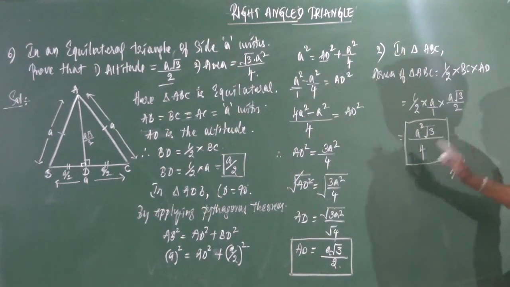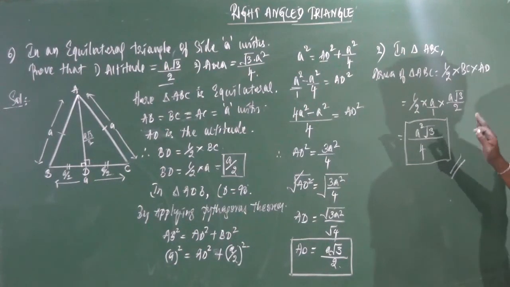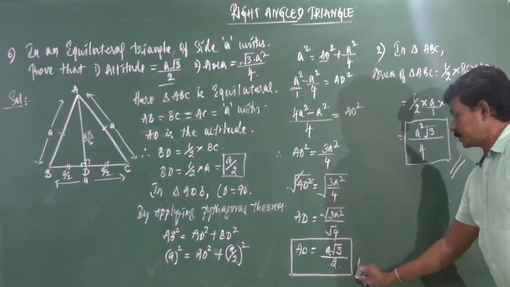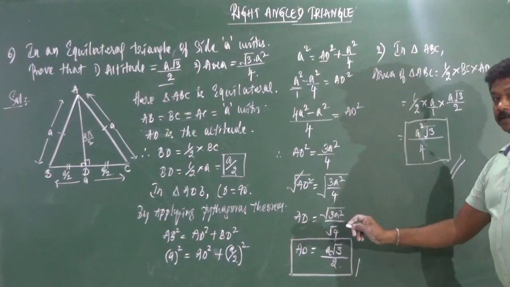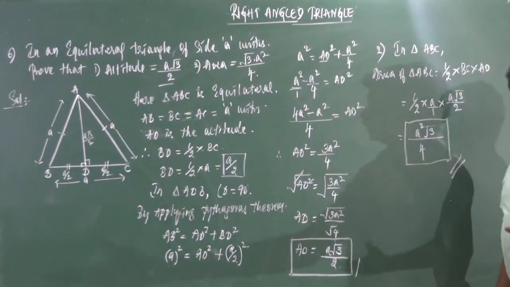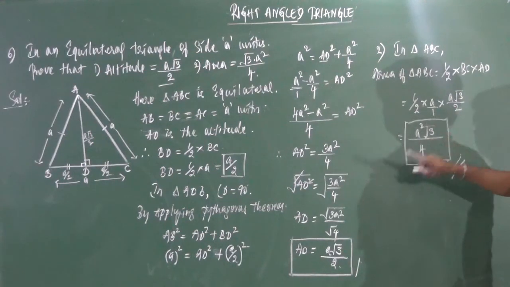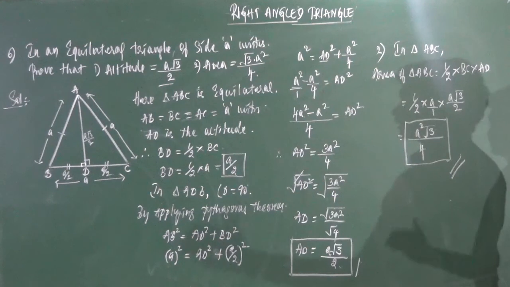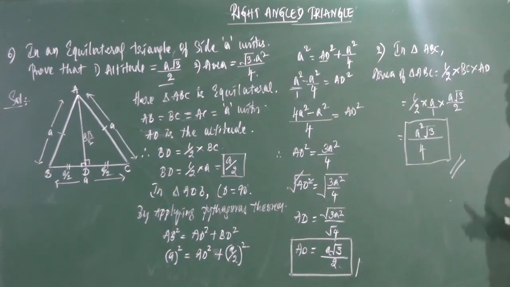It is very important. You have to practice this, and also a very important thing is you have to remember the values. That is, in an equilateral triangle the altitude is always A root 3 by 2, where A is the side of the equilateral triangle, and the area of an equilateral triangle is always A square into root 3 by 4, where A is the side of the equilateral triangle. You have to remember this.